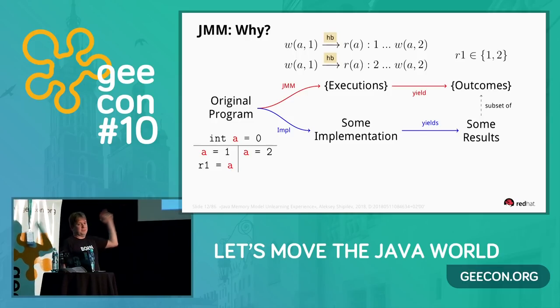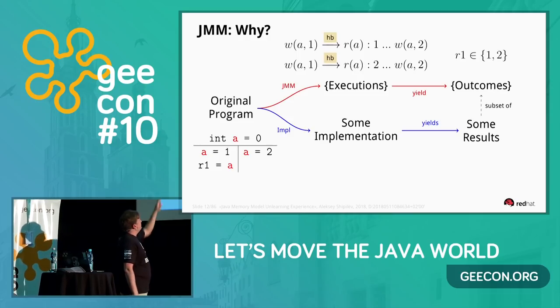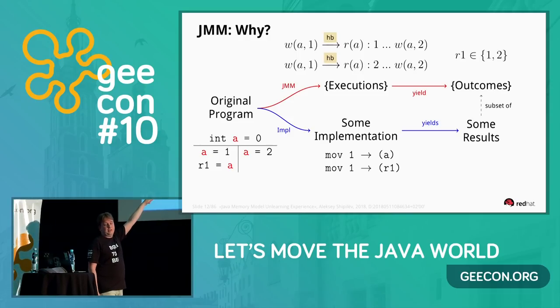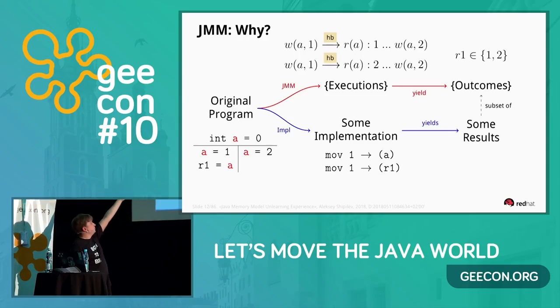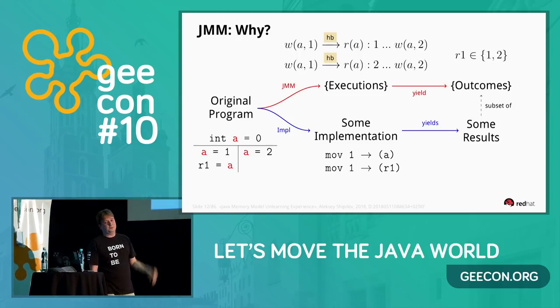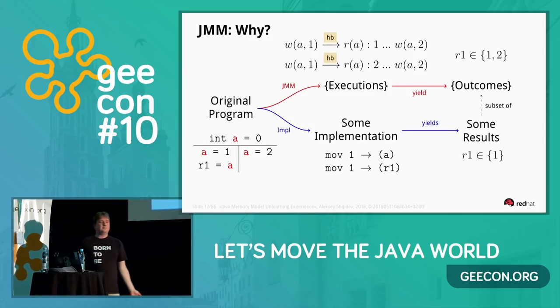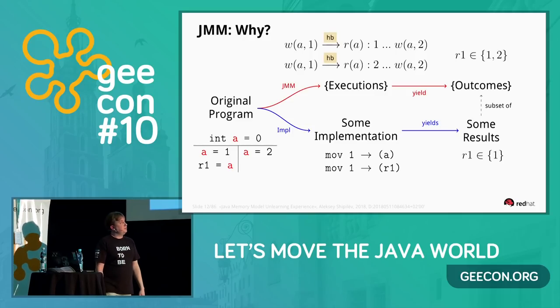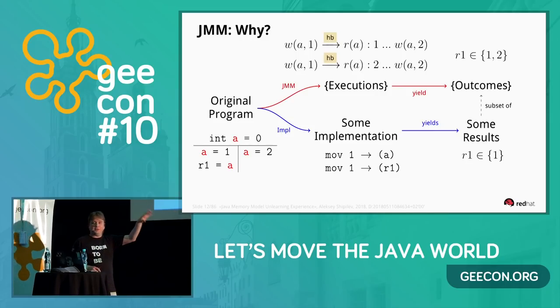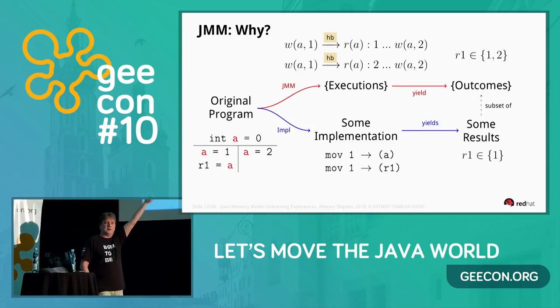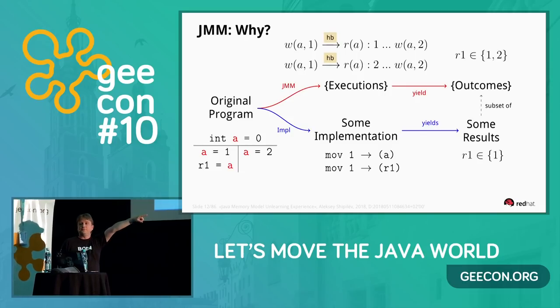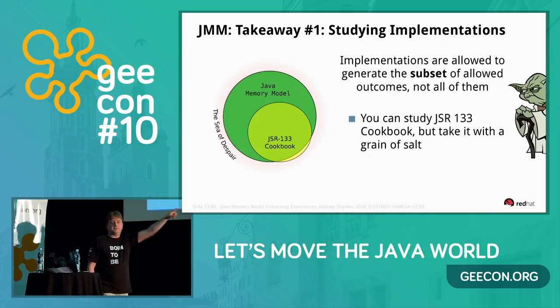Now, when implementation comes in, it says, gee, if I want to compile the code in this thread, I can actually compile it to this. I can say, hey, store 1 to A, and, oh, by the way, we stored this 1 to A, so we can store the same 1 to r1, which yields the result 1. Now, notice that the only convention you have here is that the implementation produced results that are a subset of what is allowed by the specification, but not all of them, right? And this is the first takeaway.